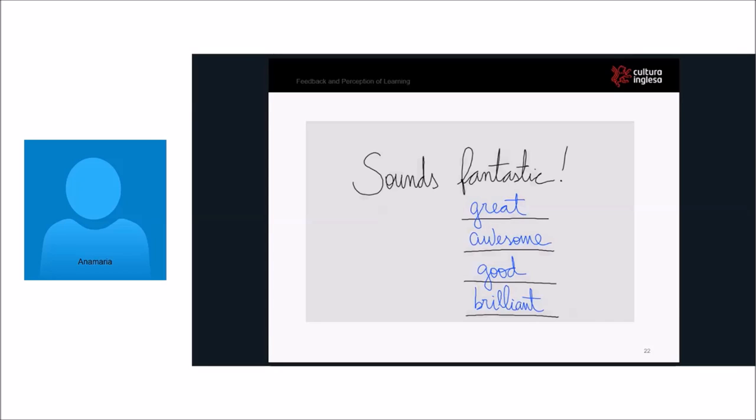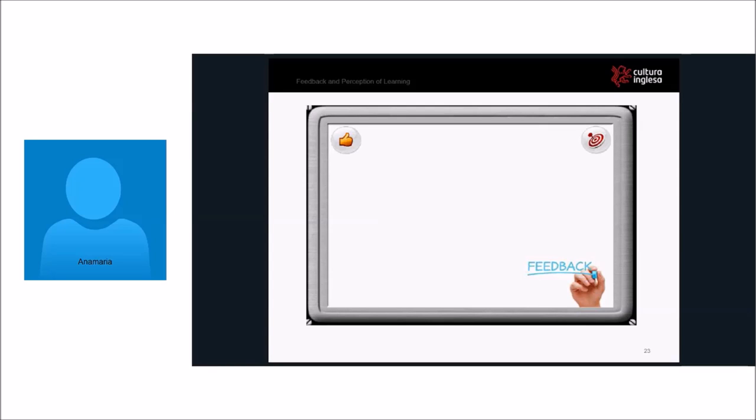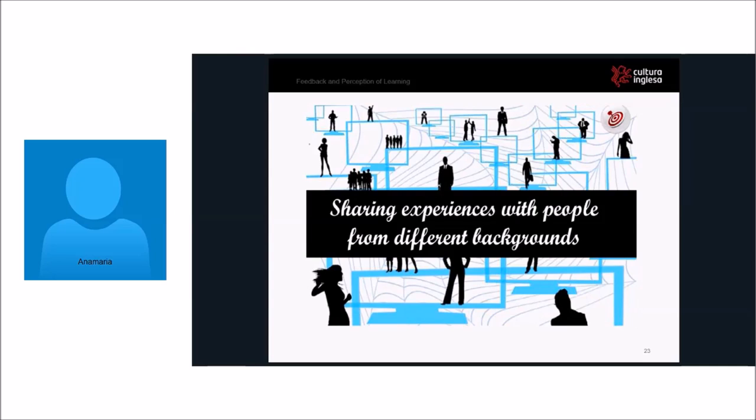And speaking of which, the next step would be to go back to the lesson objective, right? So think of what you can do when you have just given feedback and you go back to this. Think of linking these 2 things.